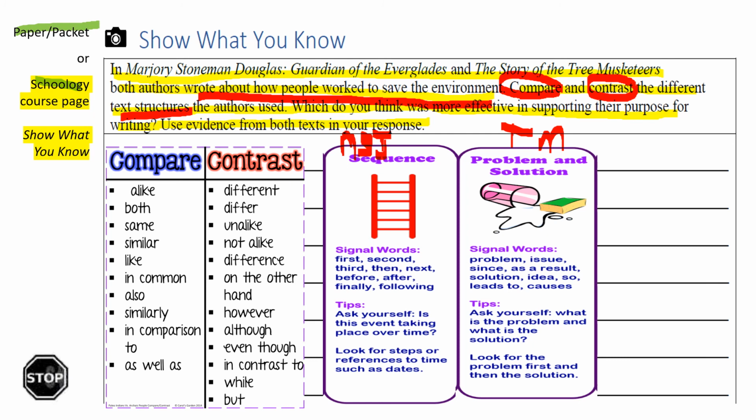So you're going to compare and contrast their text structure. That would be this part, sequence versus problem and solution. Then you're going to decide, which do you think was more effective in supporting their purpose for writing? So if the purpose of the writing was about how people work to save the environment, which one do you think did a more effective job of that? But use evidence from both texts to support why one was better than the other. Some compare and contrast words are right here. And you can also talk about some signal words for sequencing and problem and solutions.